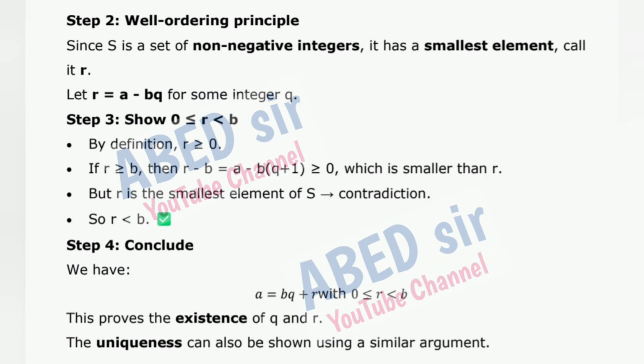Step 3: show 0 ≤ r < b. By definition, r ≥ 0. If r ≥ b, then r − b is equal to a − b(q + 1) ≥ 0, which is smaller than r. But r is the smallest element of S, a contradiction. So r < b. Step 4: conclude. We have a is equal to bq plus r with 0 ≤ r < b. This proves the existence of q and r. The uniqueness can also be shown using a similar argument.